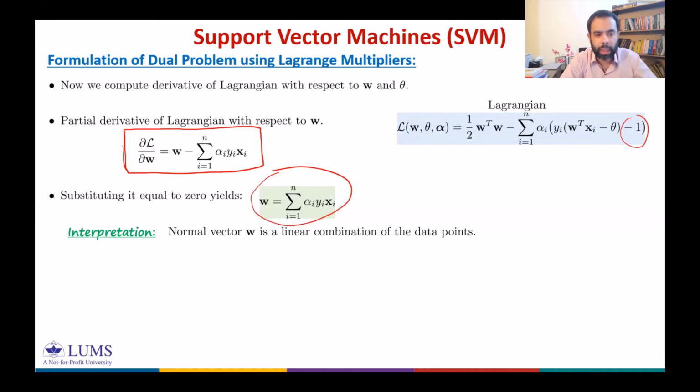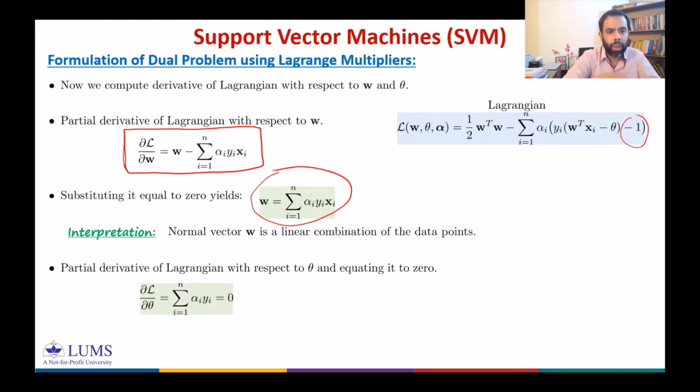Okay, the partial derivative of the Lagrangian with respect to theta. When we equate it to 0, this term would be gone, this term would be 0. We only get the summation of alpha i, yi is equal to 0. And this is the partial derivative of the Lagrangian with respect to theta equal to 0.